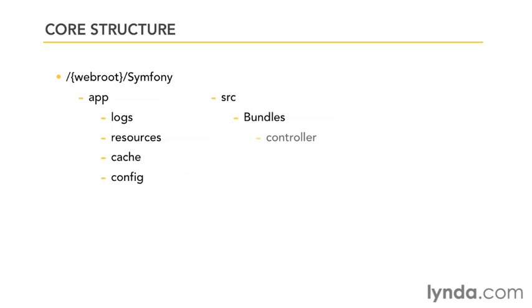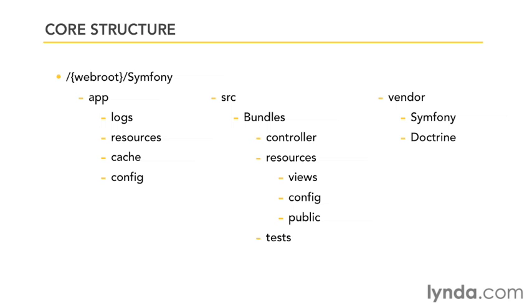You can see there are some key directories here. The main ones that you'll be concerned with is the app directory, where a lot of your config files are going to reside. It's also going to hold your cache information, your logs, and some other libraries. The SRC, or source directory, is where your PHP code is going to reside.